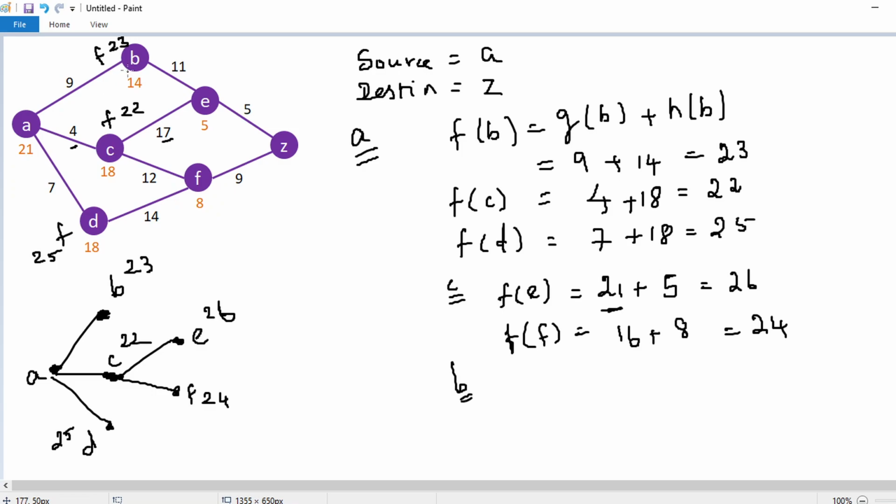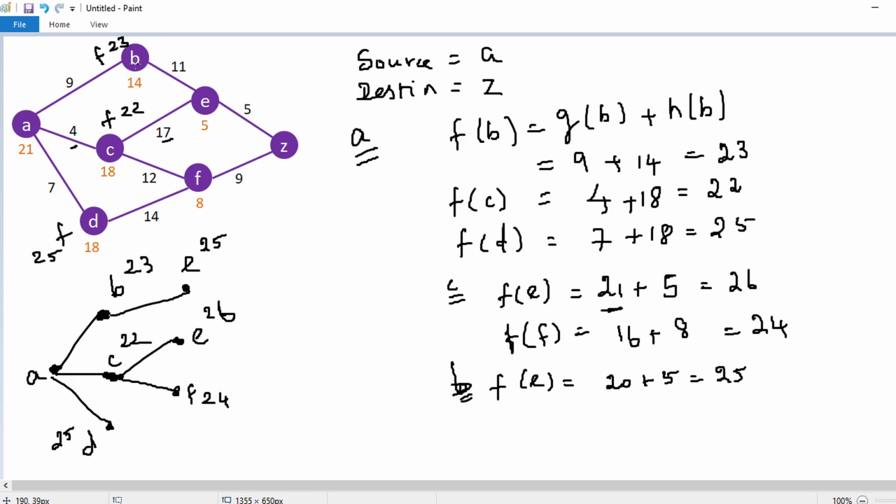Where B goes? B goes to E. Okay. So if I expand B, B is going to E with the cost. So what is the cost of reaching E when I'm expanding B? That means 9 plus 11, 20. Okay. So F of E, when I'm expanding B, is equal to 20, which is the G of E, plus from E, what is the cost? Heuristic is 5. So it is 20 plus 5, it is 25. So this is 25.